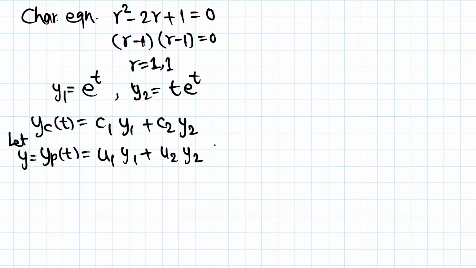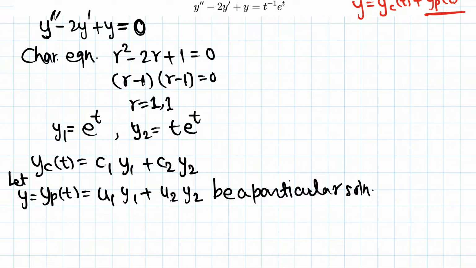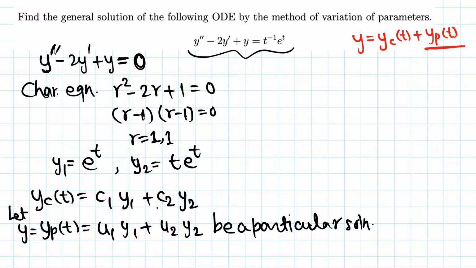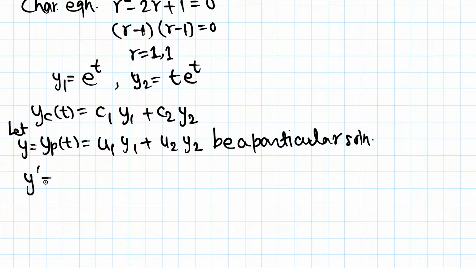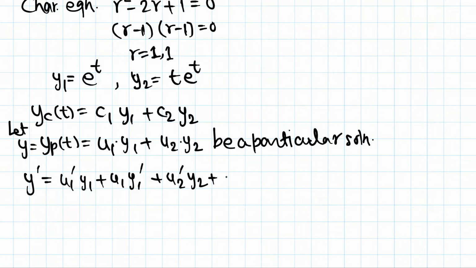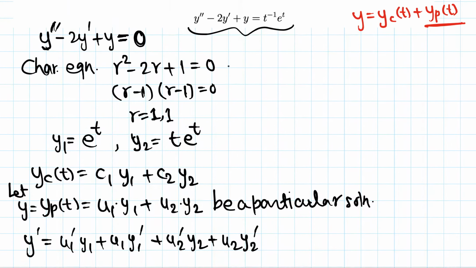Okay, that's the solution. Let that be a particular solution. Now to determine u1 and u2, we plug this y here. For that we need to determine y prime and y double prime. So let's find y prime, the first derivative. This is a product and both are functions, so we must use the product rule to find the derivative. So derivative of the first factor, leave the second alone, plus u1 y1 prime, plus another product rule, u2 prime y2 plus u2 y2 prime. Okay, so this y satisfies this equation.